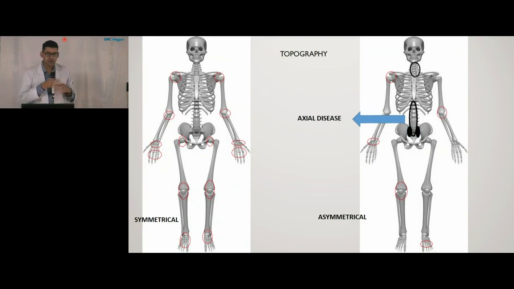Root joints means we consider the hip joint and shoulder joint as root joints, as they are rooted to the axial skeleton. The movement of these joints is not possible if there is no movement of the spine. There should be some movement of the spine, or vice versa. Whenever there is movement at the hip or shoulder, there is some movement of the spine, and therefore they are called root joints.